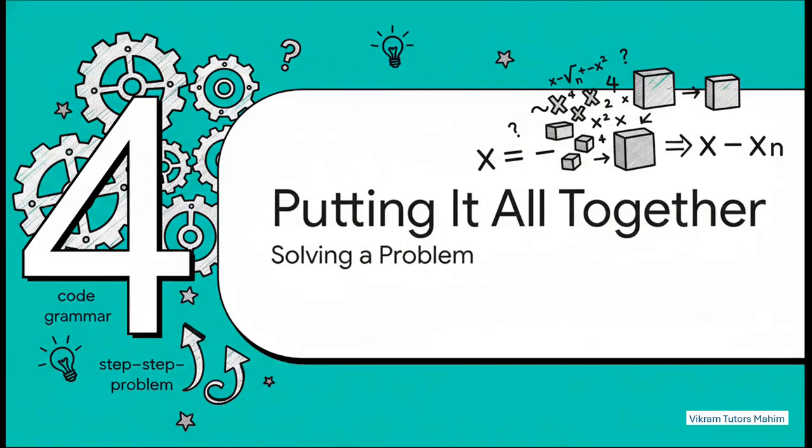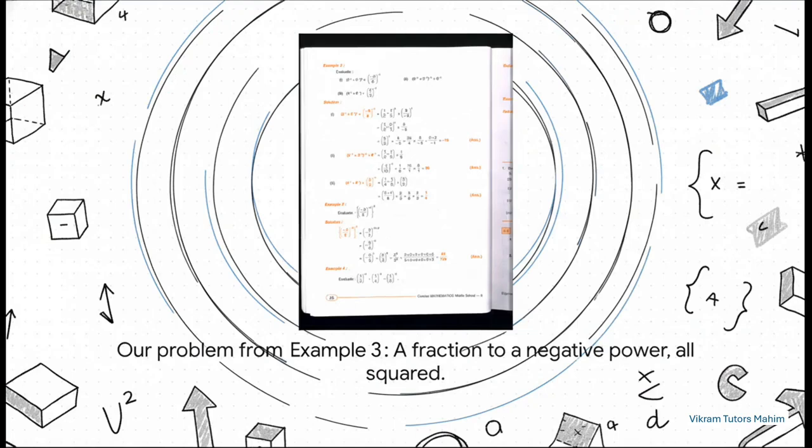Okay, section 4, putting it all together. You've learned the code, you know the grammar. Now let's put our new skills to the test and solve a problem step by step. Here's our problem, straight from the source text. We have a fraction, -3/2, raised to the -3rd power, and that whole thing is then squared. It looks like a lot, I know, but we just need to apply the rules one at a time.